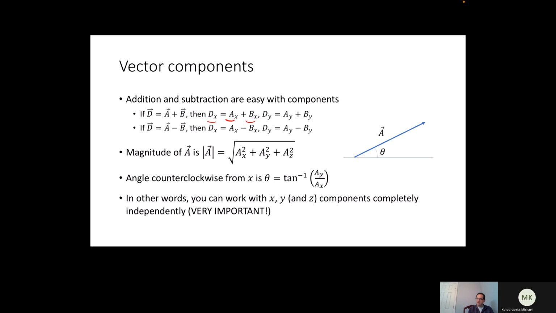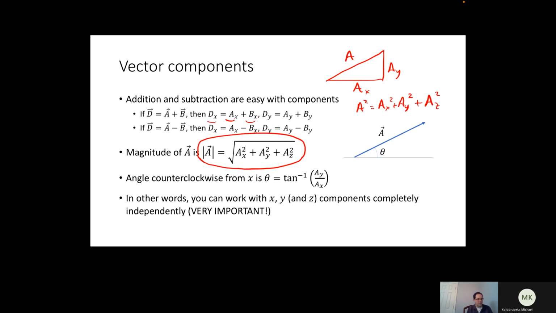The magnitude of a vector is just given by the Pythagorean theorem, right? We remember if we have a right triangle with lengths ax and ay, the hypotenuse, a squared, is equal to ax squared plus ay squared. If I had a three-dimensional version of this, there's a slight generalization, which would say plus az squared. So if I take the square root of that, the magnitude of a vector is the square root of ax squared plus ay squared plus az squared.